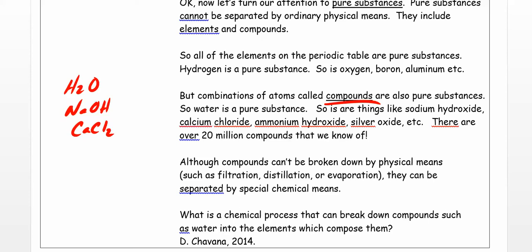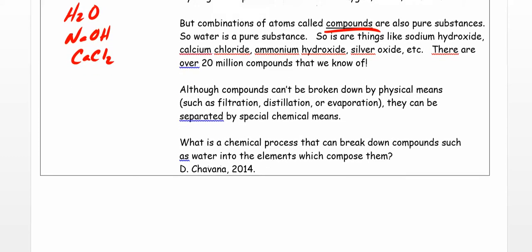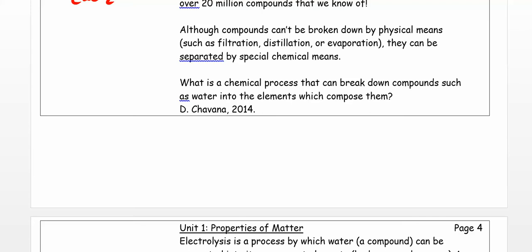There are over 20 million compounds that we know of. All of them are pure substances. So although compounds can't be broken down by physical means, such as filtration, distillation, or evaporation, they can be separated by special chemical means. And that's what we want to talk about now, those chemical means. So what is a chemical process that can break down compounds such as water into the elements which compose them?